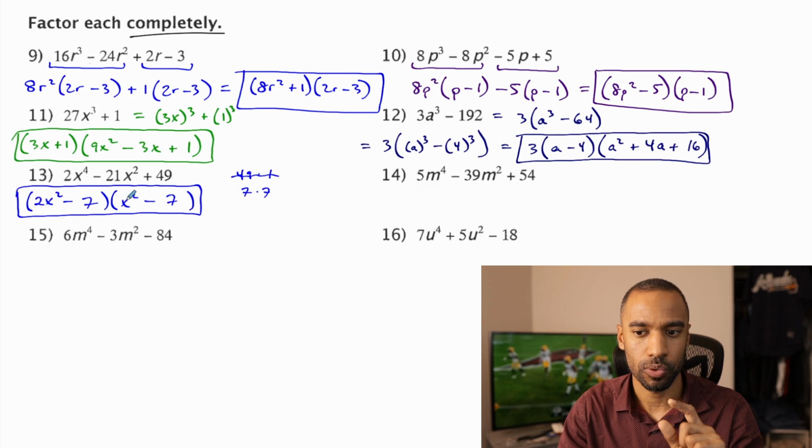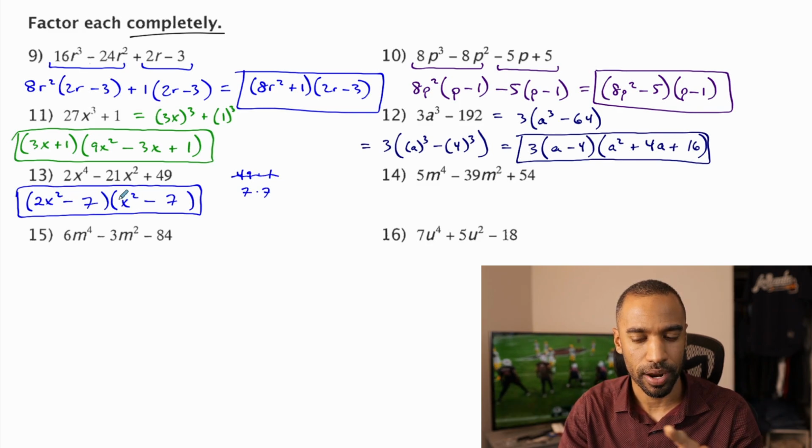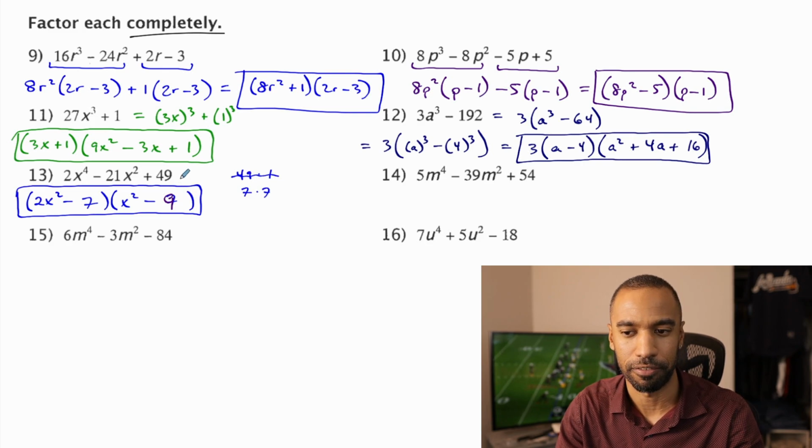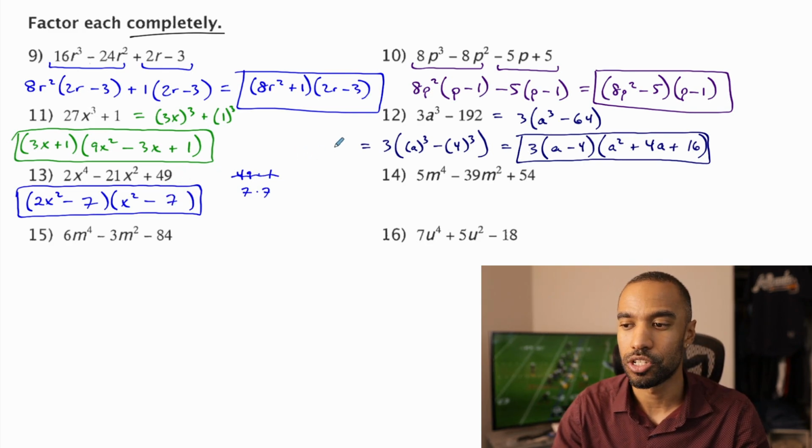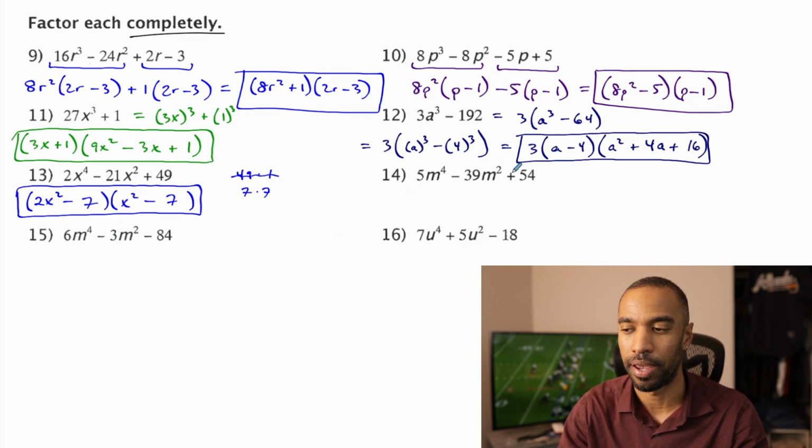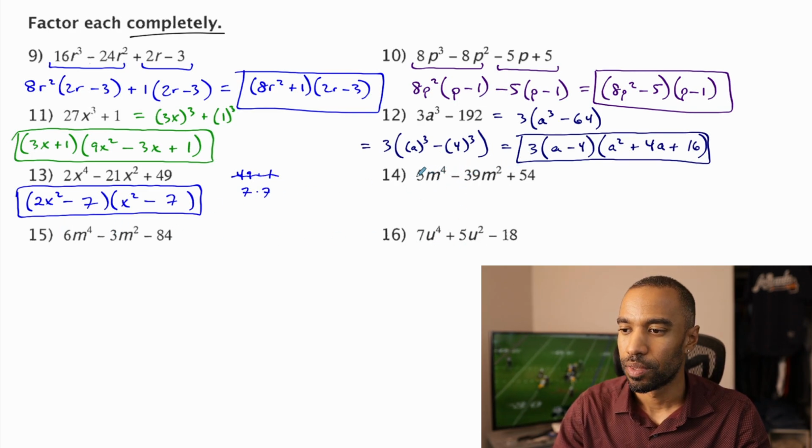By the way, before I continue on the next problem, look deeply and make sure you don't have a difference of 2 squares, y'all. We don't. If this was like a 9, it would be a difference of 2 squares. It's not, but check it out because they're possible. Actually, all these are possible. These are all to the 4th power, right? Let's keep going. 5m to the 4th minus 39m squared plus 54.